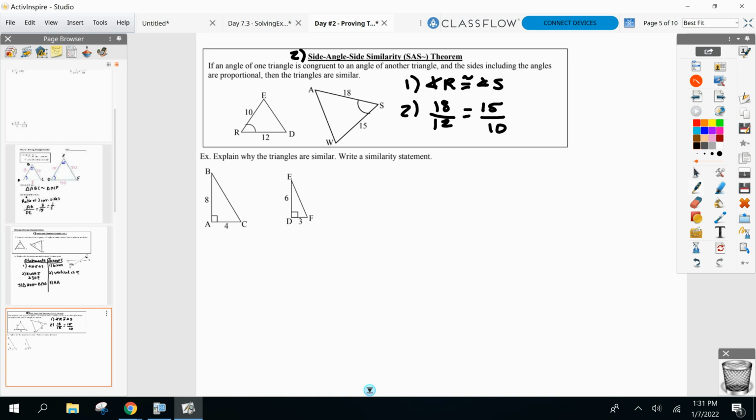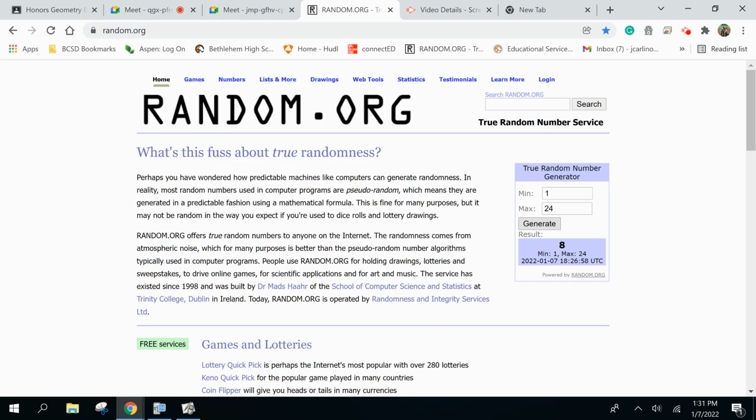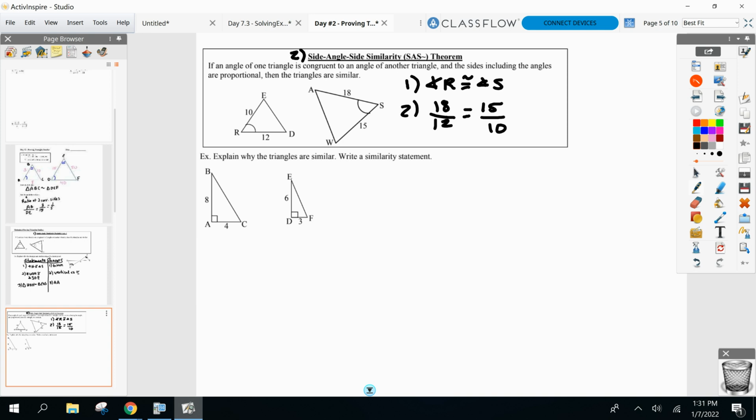Do you know of any angles that are equal? Yes, you do. What angles are equal down below? A and D. Okay, A congruent to D. I'm not doing a proof here. I'm just letting you see where side, angle, side comes from. All right, the angles are congruent. Now, show me the sides around them are in the same ratio.